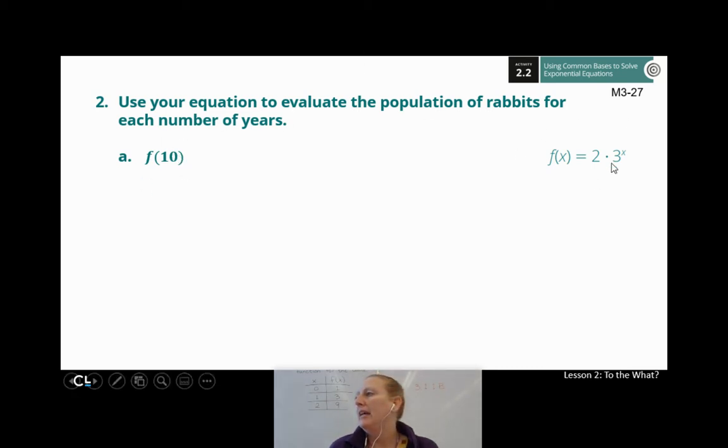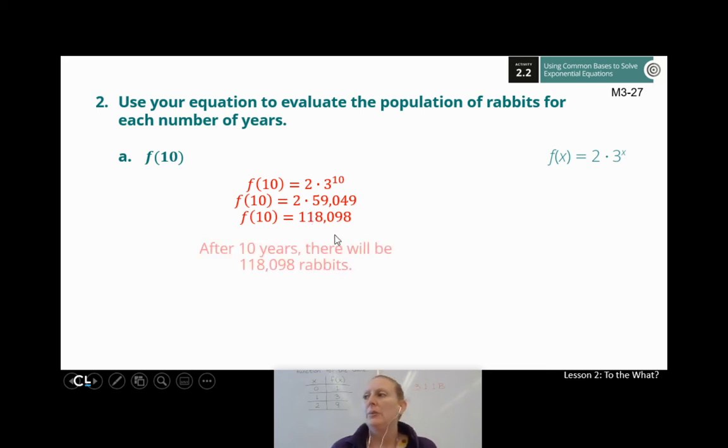So f of 10 means that we're going to do 2 times 3 to the x power, only we're going to do 2 times 3 to the 10 power. Please remember your order of operations means you have to do exponents first. So I grabbed my calculator and I did 3 to the 10 power. I got 59,049, multiplied by 2, and I got 118,098. So theoretically, in 10 years, we would have 118,098 rabbits. That's a lot of rabbits.